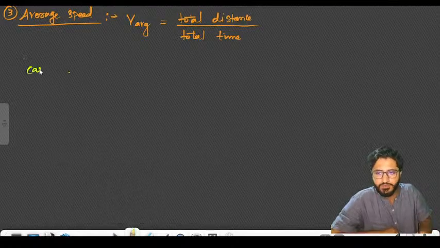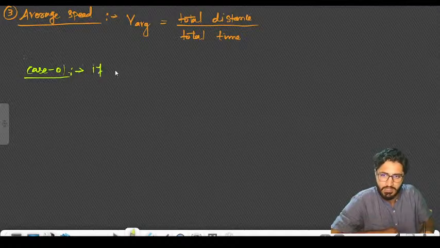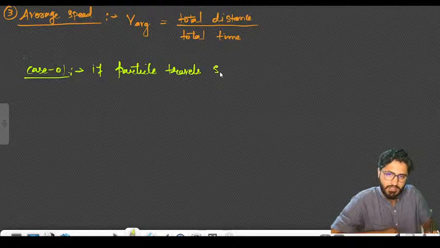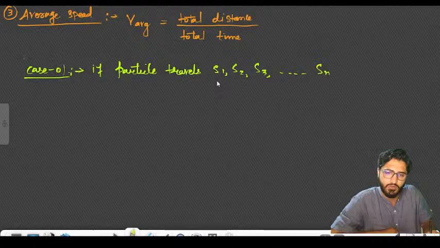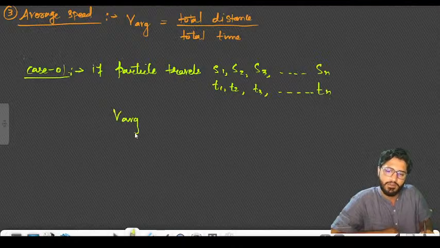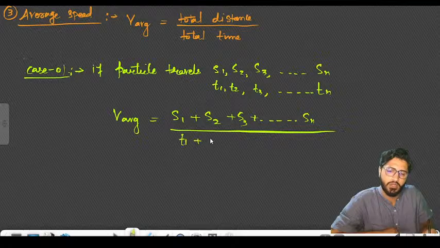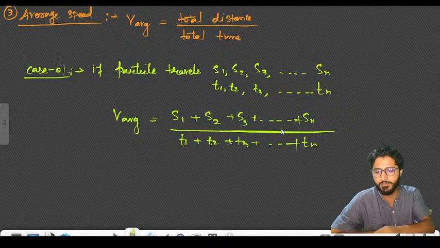Case number first: if my particle travels distances S1, S2, S3 and so on up to Sn, and the time intervals are given as T1, T2, T3 and so on up to Tn, then I can write V average as total distance, that is S1 plus S2 plus S3 and so on up to Sn, whole divided by time T1 plus T2 plus T3 up to Tn. Done? I can write like this.